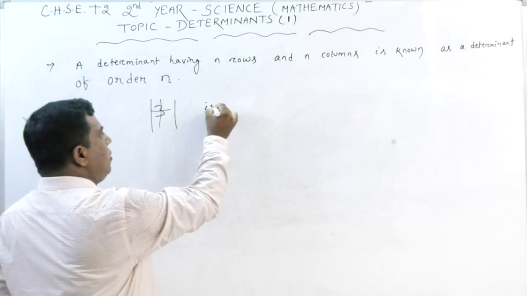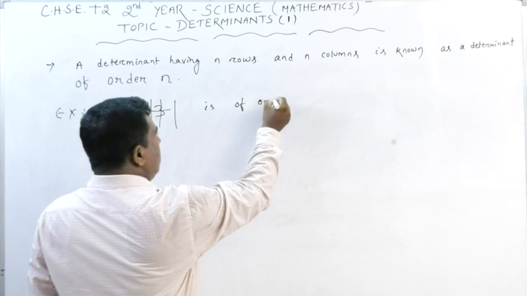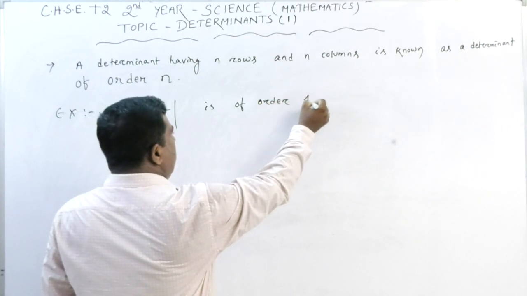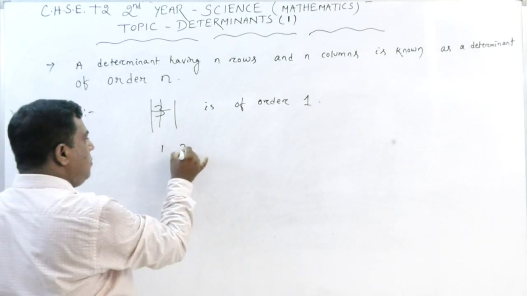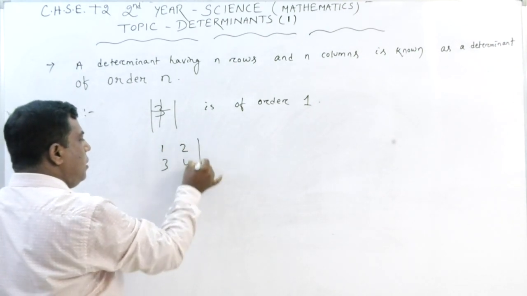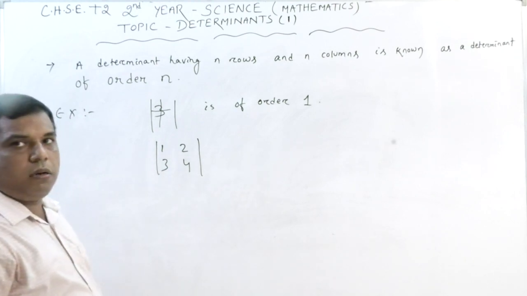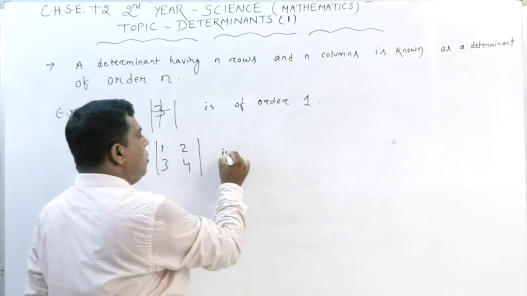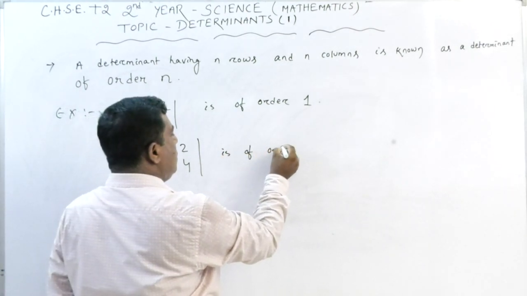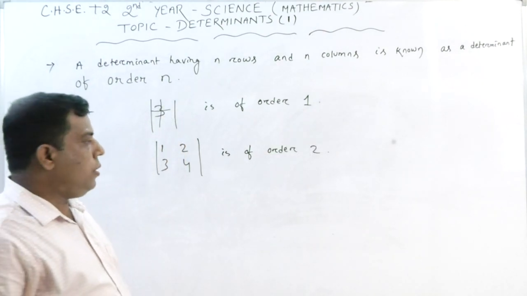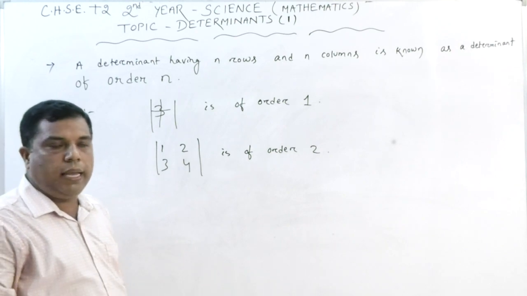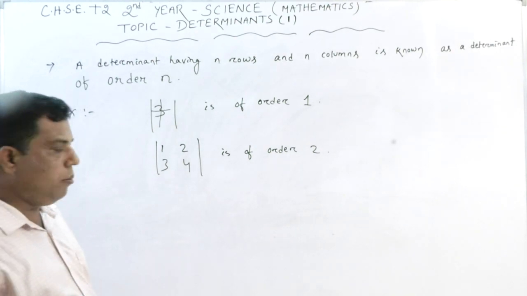It is of order 1. Now this determinant is of order 2. So in this way we are going to define the order of a determinant.